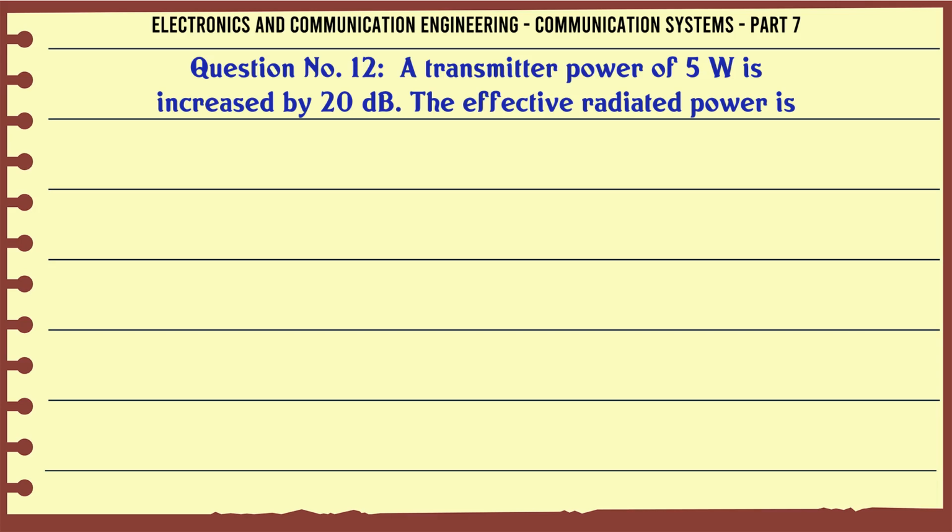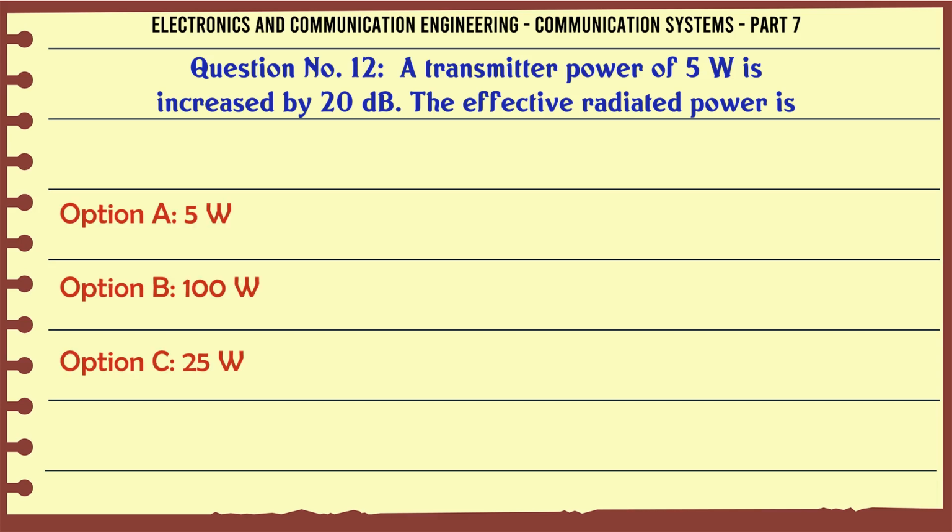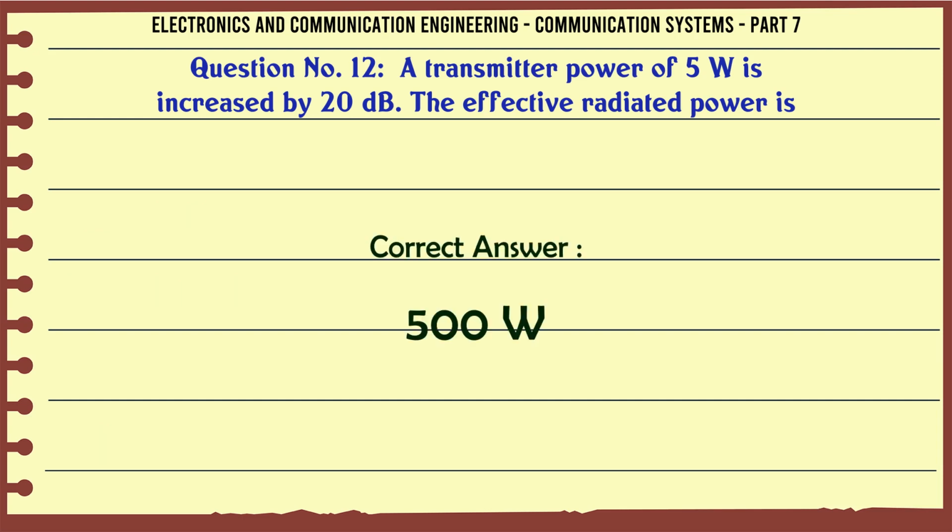A transmitter power of 5 watts is increased by 20 dB. The effective radiated power is A, 5 watts, B, 100 watts, C, 25 watts, D, 500 watts. The correct answer is 500 watts.